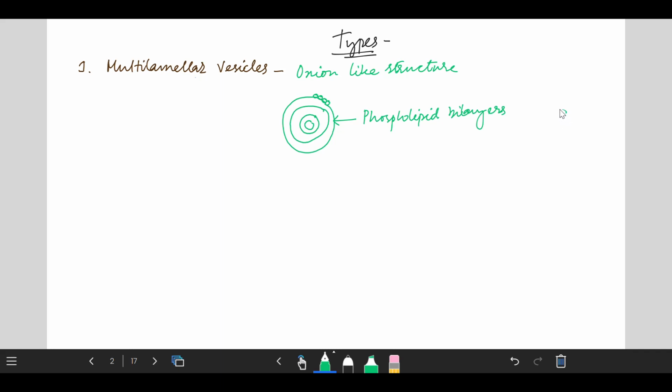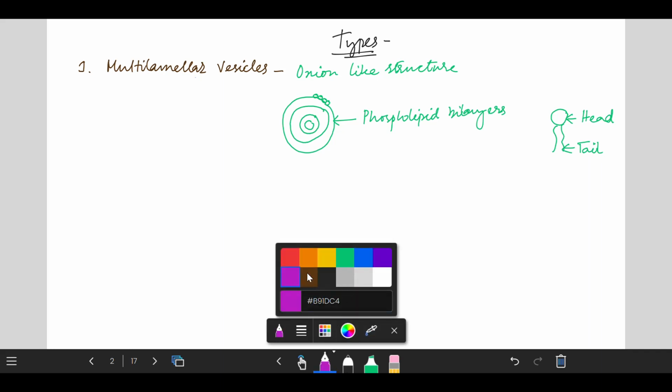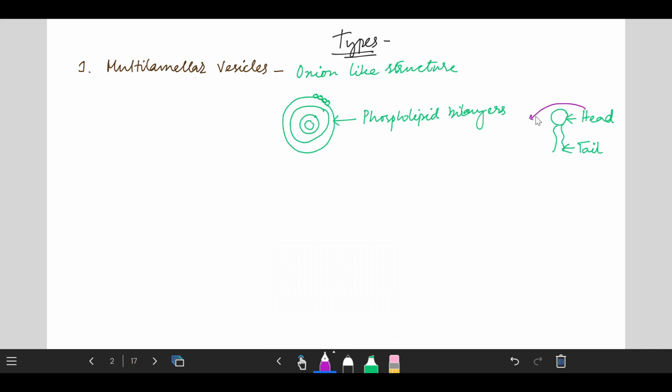Okay. Now, an individual phospholipid looks like this. This is the head part and this is the tail part. Okay. The head part is hydrophilic in nature. So, head part is hydrophilic. And the tail part is hydrophobic.